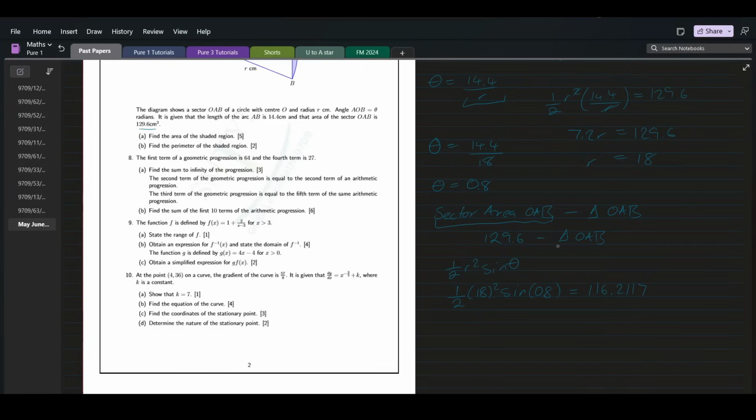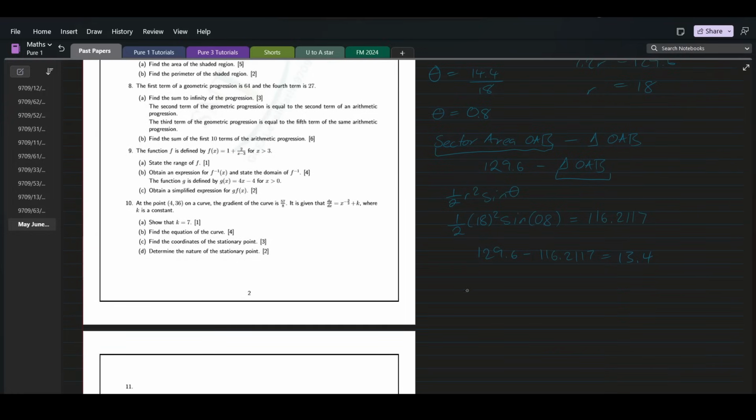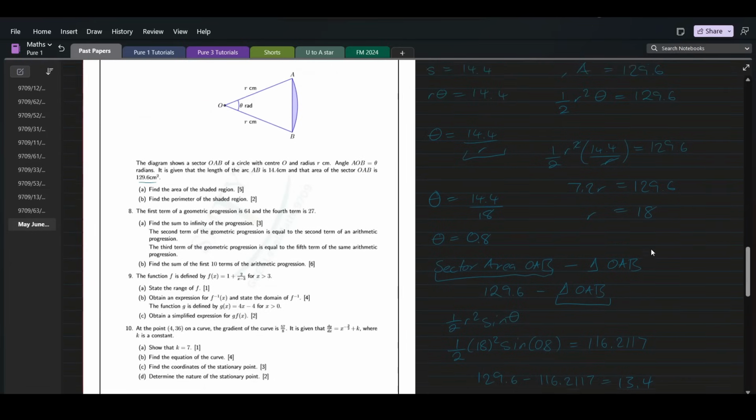And we can now go back to our expression and substitute the area of the triangle. So we have 129.6 minus 116.2117. And if we punch this into the calculator, we get 13.4, and this is correct to 3 significant figures. So we can conclude that the area of the shaded region therefore is 13.4 centimeters squared, and this would be our final answer for part A.